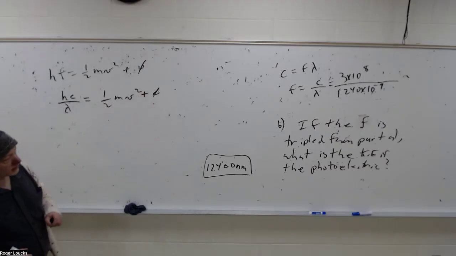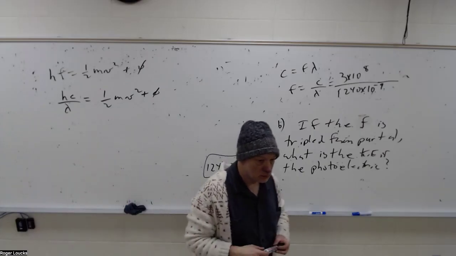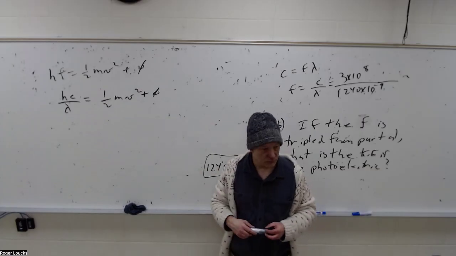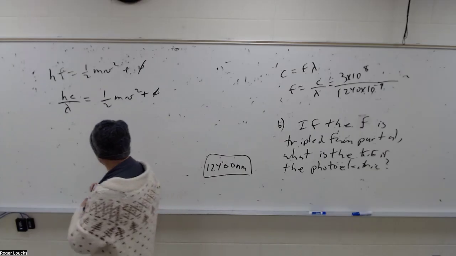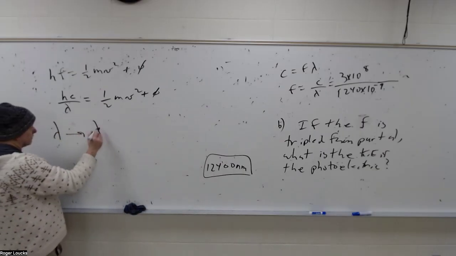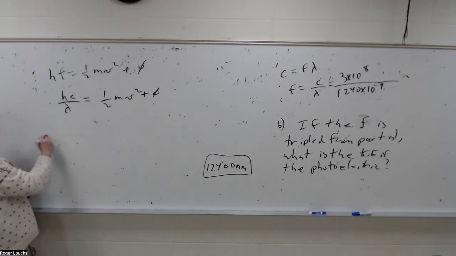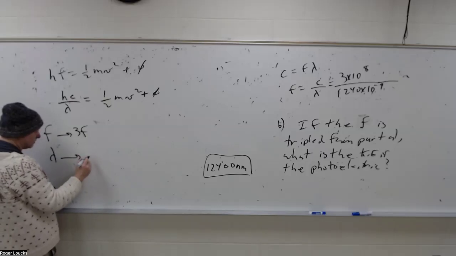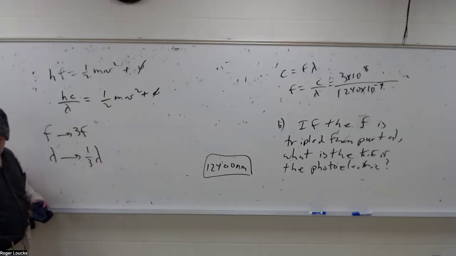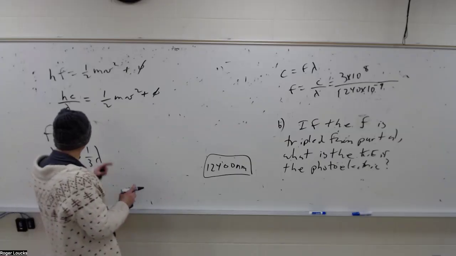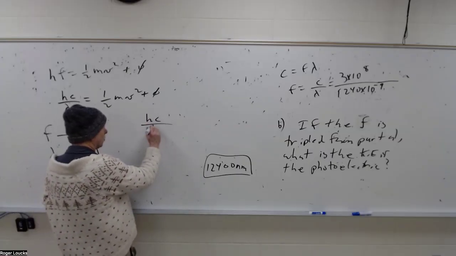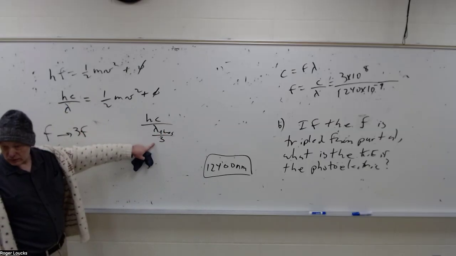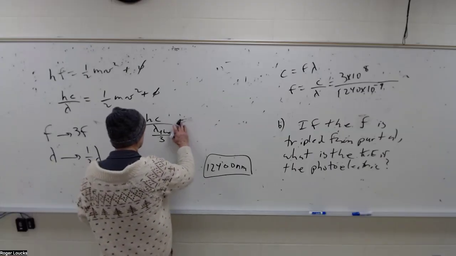Now, if I triple my frequency, what do I do to my wavelength? I take 1/3 of it. What does it do to this one here? If f triples, that means that lambda goes down by a third. That makes sense. So what would I have here? If I put this in here, I'd have hc over my lambda threshold over 3, because I've tripled my frequency.